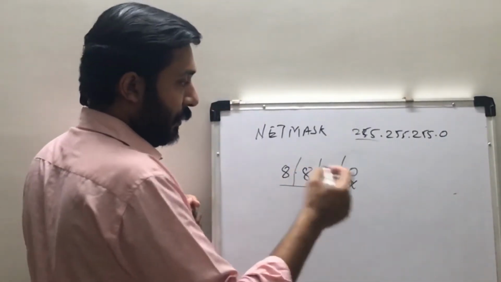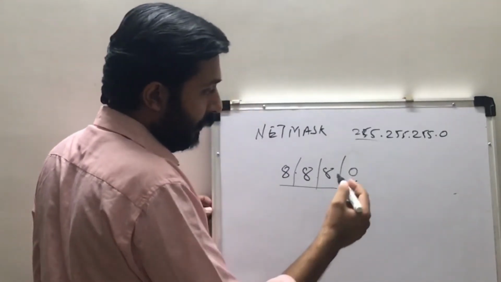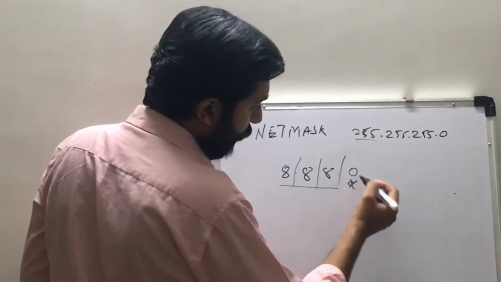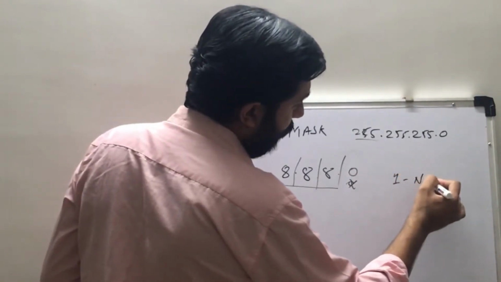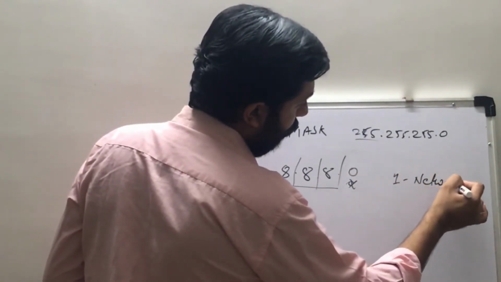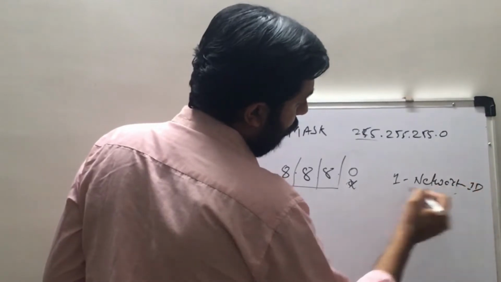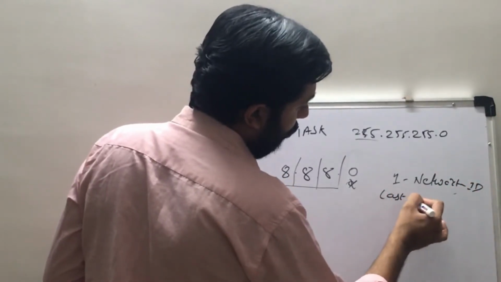Over here in a subnet, when you say 0, the first is the network ID and the last is the broadcast.